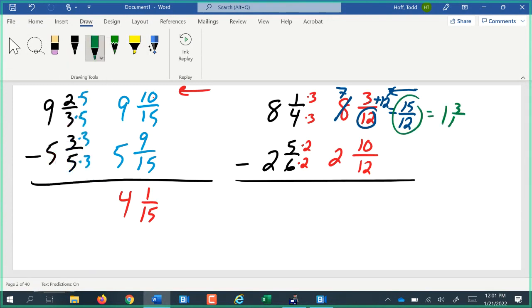The 3/12 is what was here before. The 1 is the part that we borrowed from the 8. Now we subtract. 15/12 minus 10/12 is 5/12. And 7 minus 2 is 5.